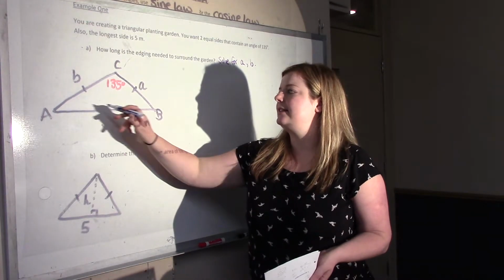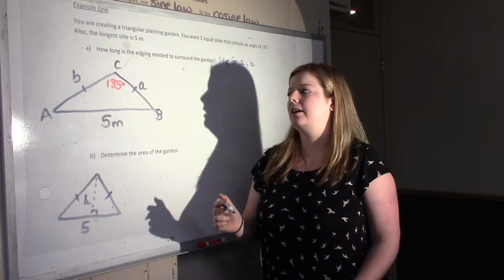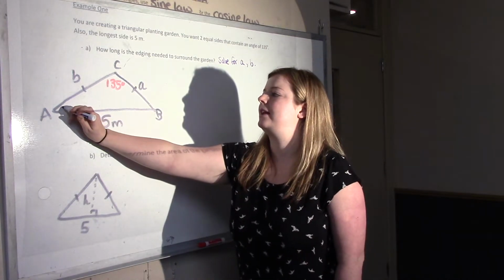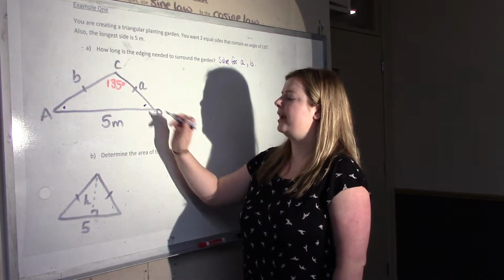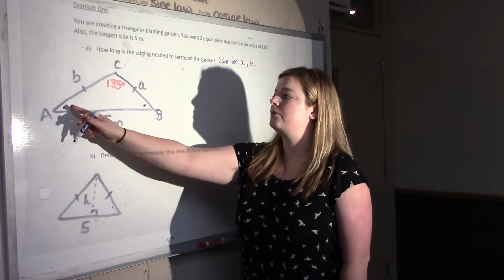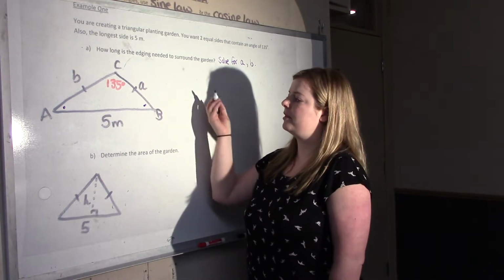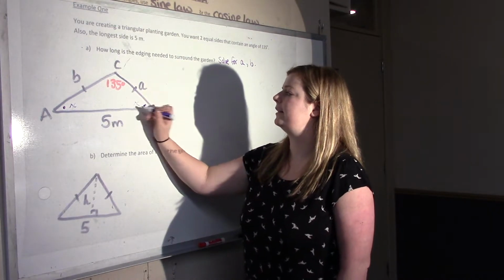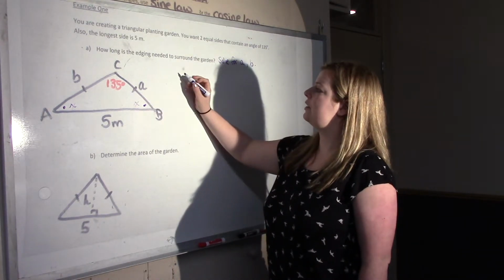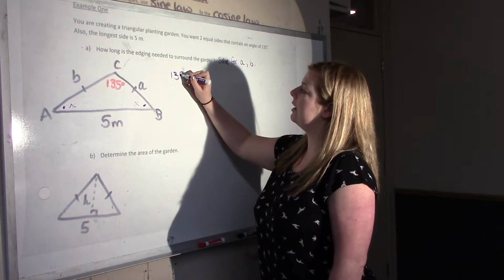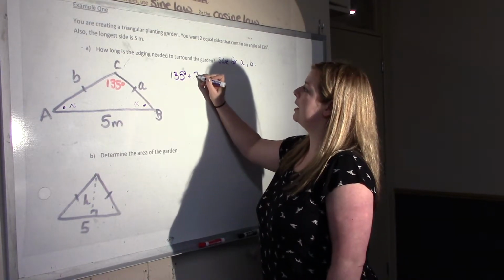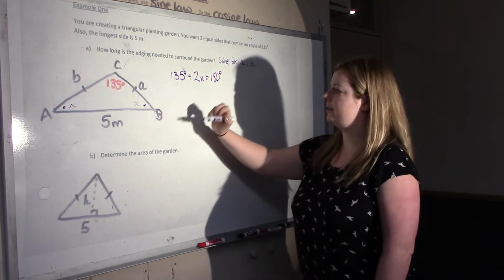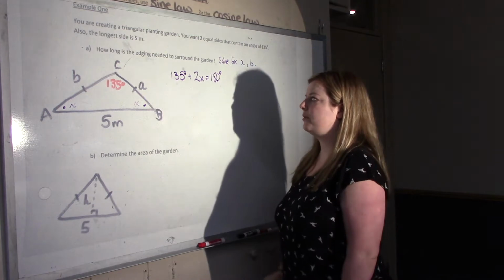So I need these in order to use the sine law. So let's think about this. It's an isosceles triangle, so what does that mean? That means these 2 angles are equal. So if those 2 angles are equal, we can label them with the same thing. We'll say that this is little x and little x. Okay, and I know that 135 degrees plus 2x has to equal 180 degrees. So this plus this plus this has to equal 180.